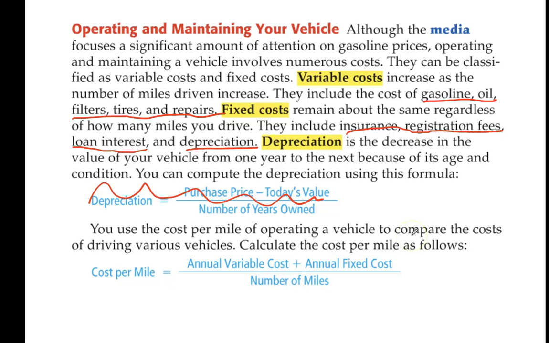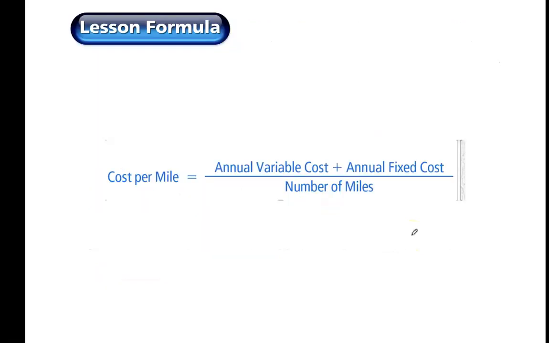Here is the main formula for this. You are going to take annual variable costs plus annual fixed costs, and remember a fraction means divide by the number of miles. So that's what you're going to be working on.